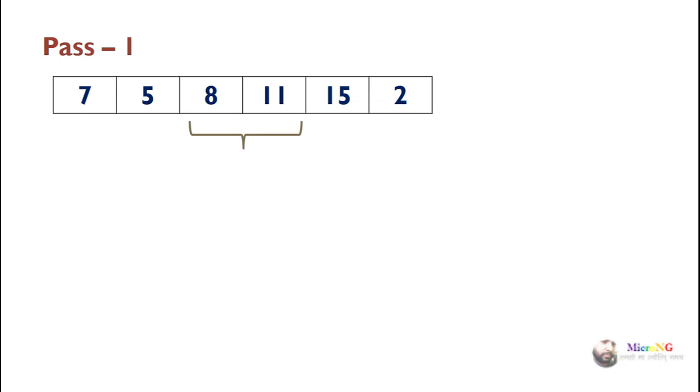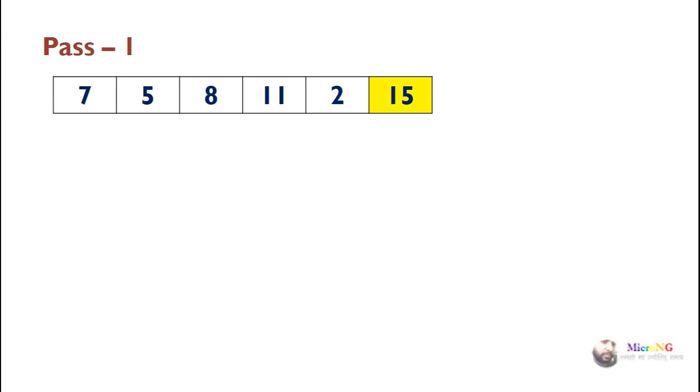Next we compare 8 and 11. 8 is smaller than 11, no need to swap. 11 and 15. 11 is smaller than 15, so no swap. 15 and 2. When we see 15 and 2, 15 is bigger when compared to 2, so they need to swap. By the end of the first pass in bubble sort, the highest number of the given numbers will go to the end of the array.